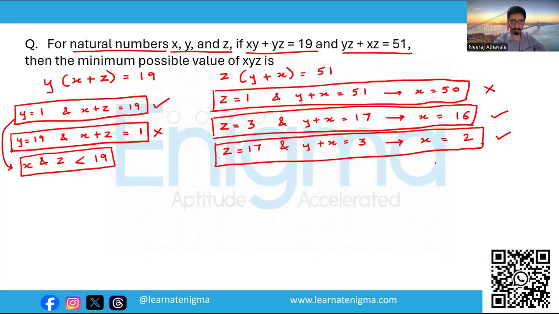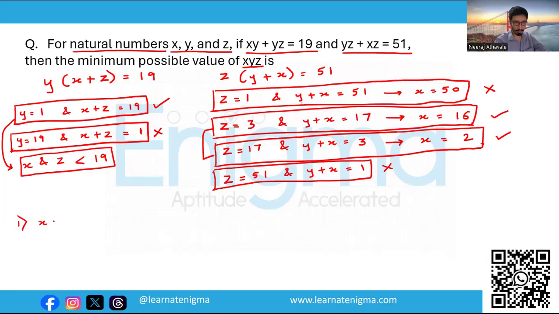Now this is also satisfying that x and z are less than 19 and therefore this is also a possible scenario. Okay. Now the last scenario, z is equal to 51 and y plus x is equal to 1. Now we have seen here as well that x, y, z are natural numbers and the y plus x minimum value will be 2. And therefore this case is not possible directly. Okay. So there are only two cases possible here and we want the minimum possible value of xyz. Okay. So let's take the first scenario.